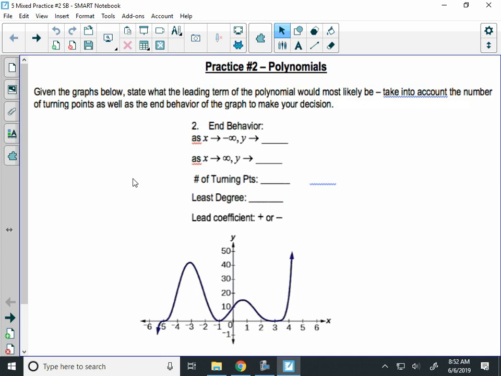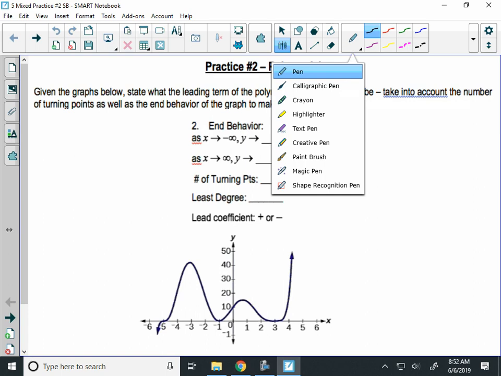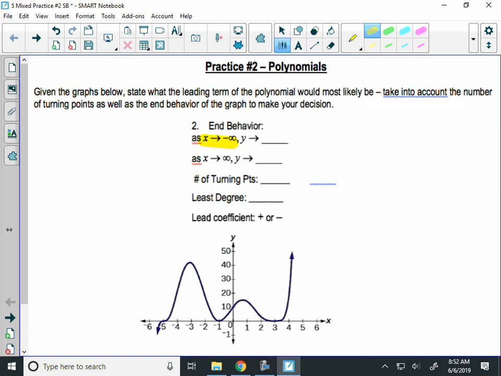So here, as x goes to negative infinity, that means on the left, as x is going to negative infinity, the arrow looks like it's going down towards negative infinity. As x goes to the right, towards positive infinity, that arrow is going up to positive infinity.